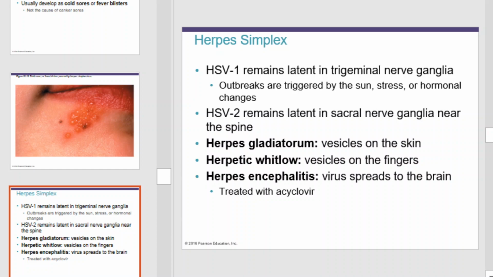Herpes simplex 1 can remain latent in the trigeminal nerve ganglia. Outbreaks are triggered by the sun, stress, or hormonal changes. Herpes virus 2 can remain latent in the sacral nerve ganglia near the spine. Herpes gladiatorium is diagnosed by vesicles on the skin. Herpetic whitlow are vesicles on the fingers, and herpes encephalitis occurs when viruses spread to the brain. This can be treated with acyclovir.